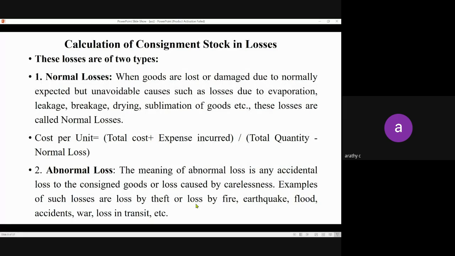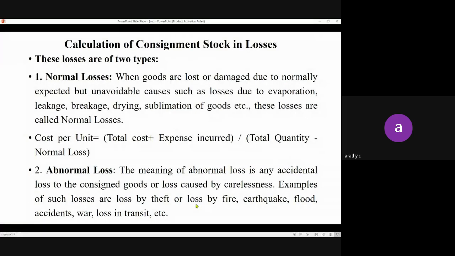We expect this loss, but it cannot be avoided. So these losses are called normal losses, and this can be calculated as the cost per unit equal to total cost plus expenses incurred divided by total quantity minus normal loss. This is the formula for calculating the normal loss, that is total cost plus expenses incurred divided by total quantity minus normal loss.